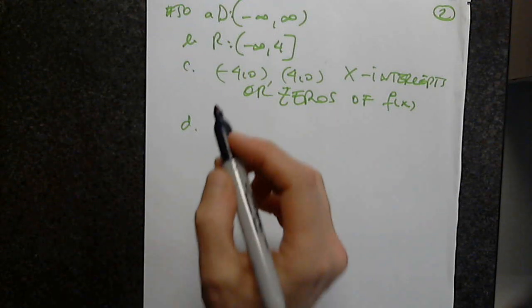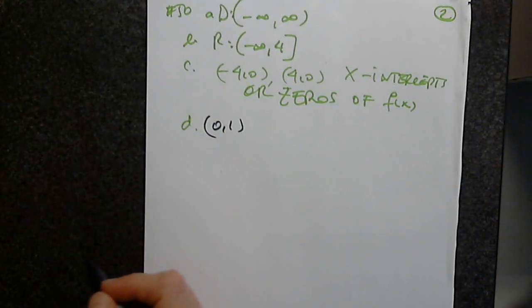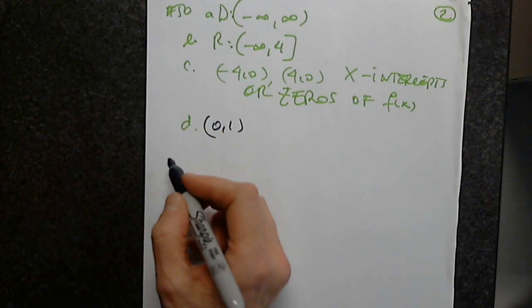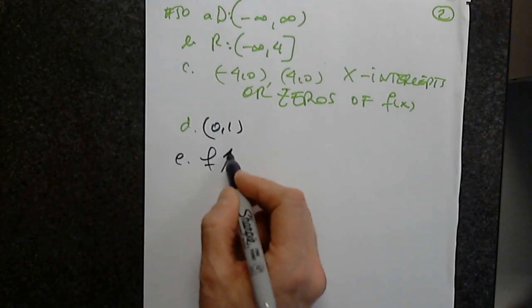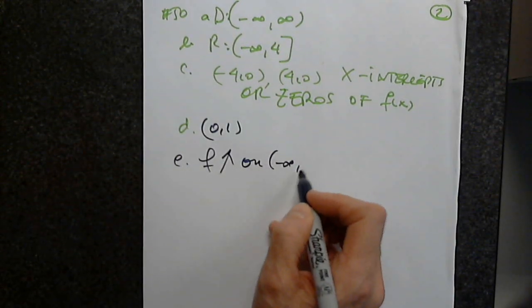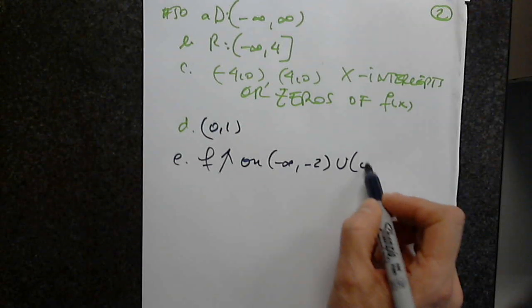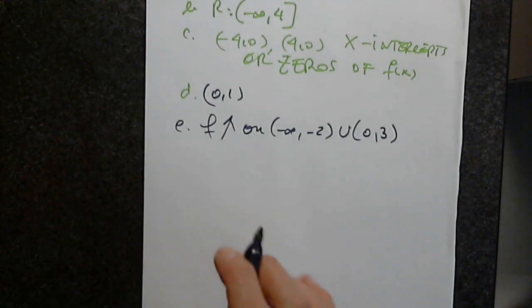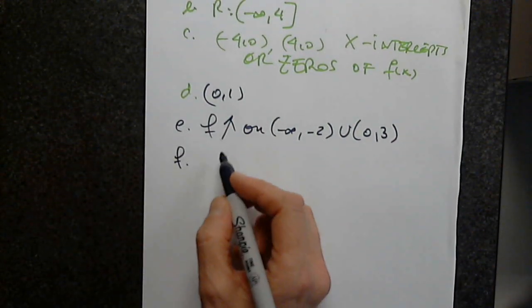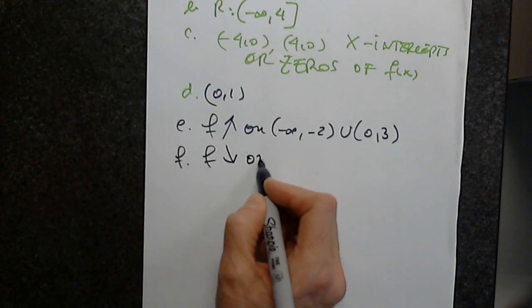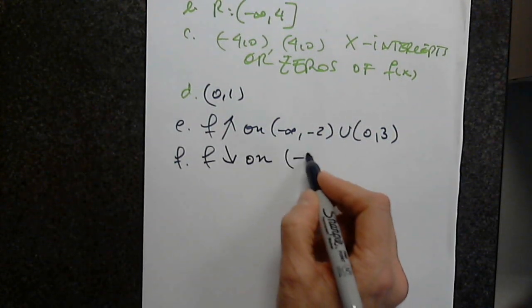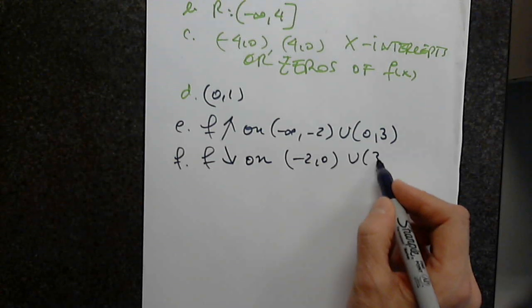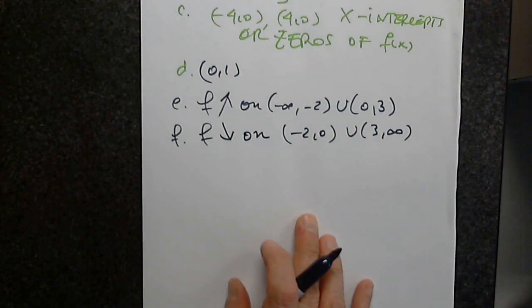Y-intercept, d: (0, 1). Interval on which f is increasing. F is increasing on the interval -∞ to -2, union 0 to 3. Is this function constant? No. -2 to 0, union 3 to infinity.